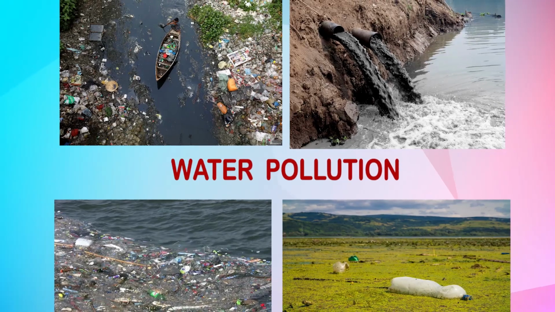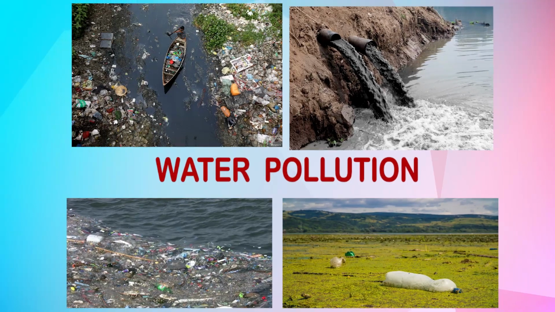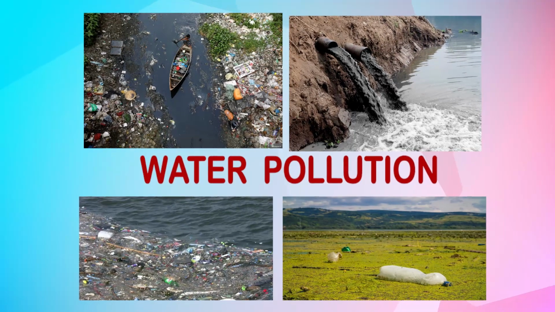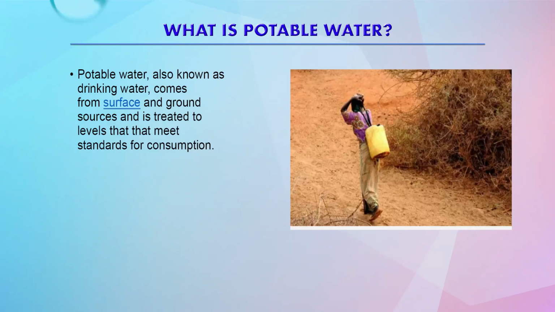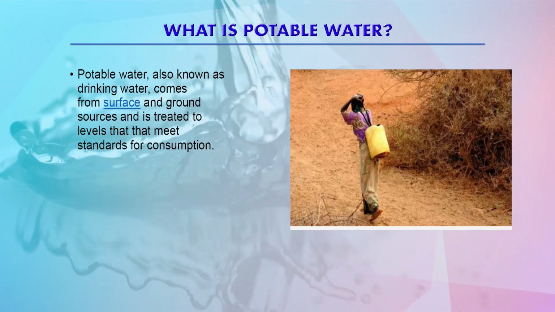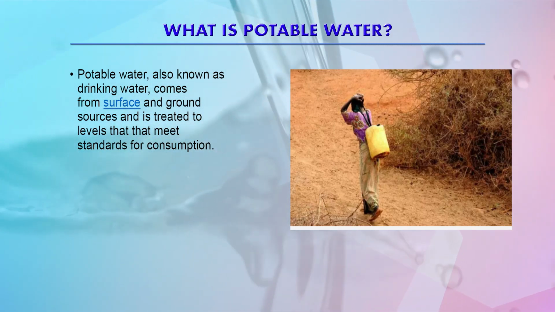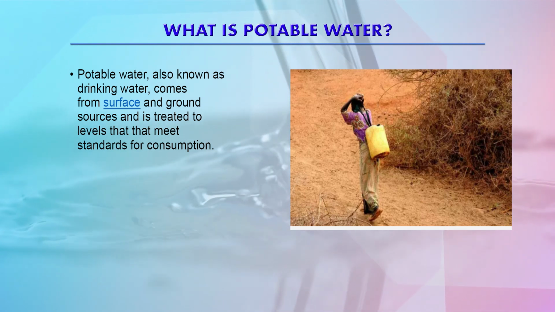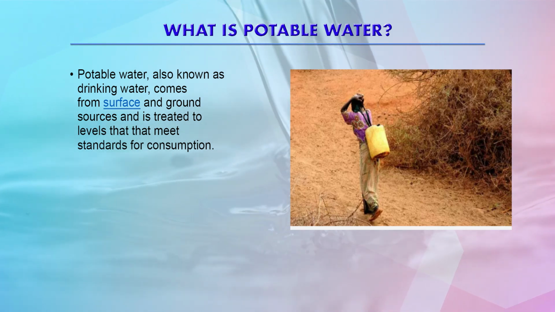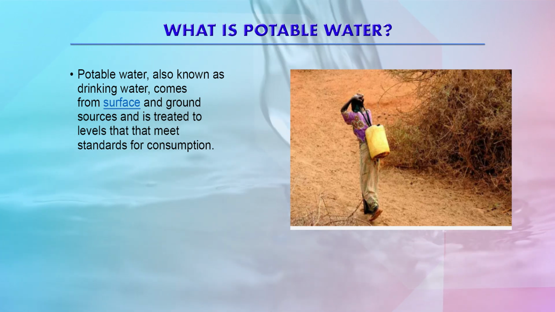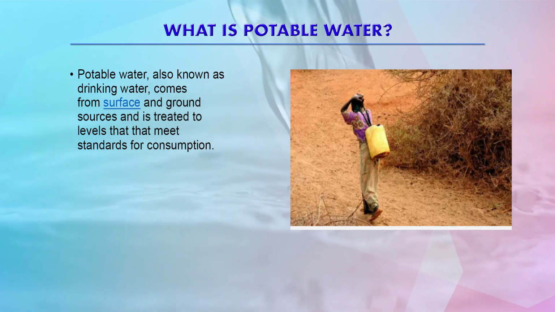Today we will go for water pollution. What is water pollution? This is a very important terminology nowadays, concerned with pollutants. Now, starting with potable water. What is potable water? Potable water is mainly known as drinking water, which comes from the surface and groundwater sources, and it is treated to the levels required by most standards for consumption.